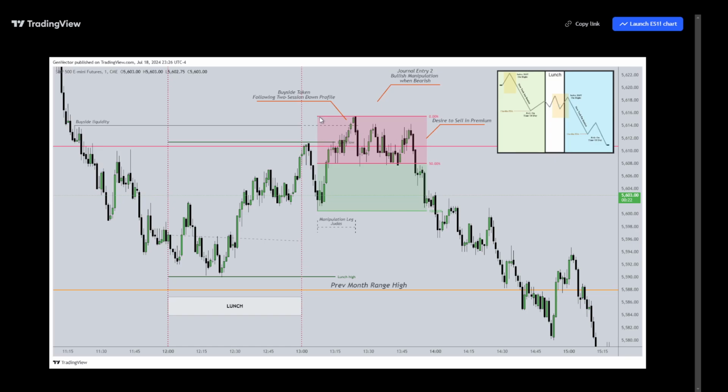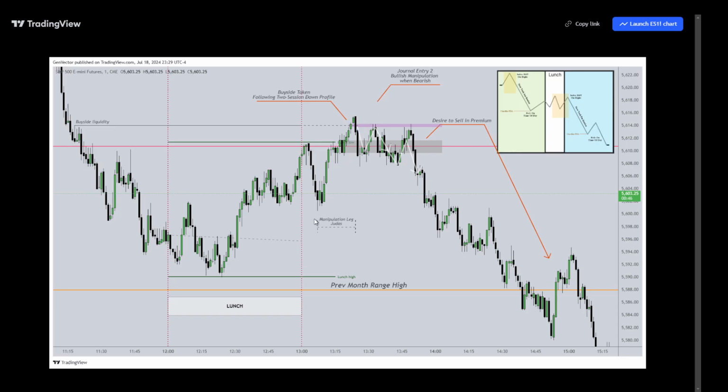We want to sell in premium. So when we identify that manipulation leg, we are finding the premium area of that leg, and then we're taking the moves that are bearish off of the PD arrays up in premium in that manipulation leg.